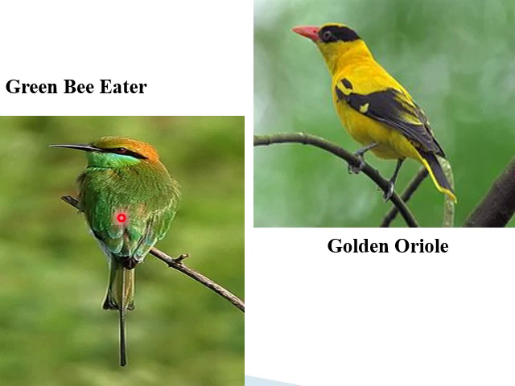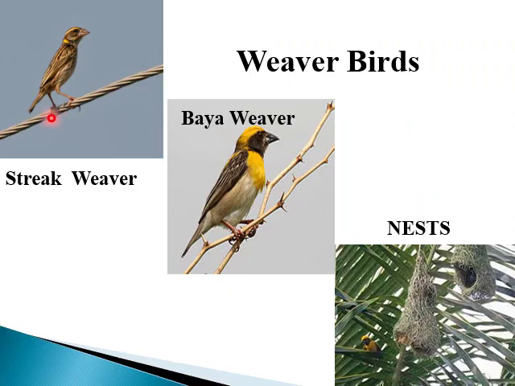Here you can see the picture of the green bee-eater, and here is the golden oriole. Here you can see the streaked weaver. Here is the baya weaver, and here is the nest of these weaver birds.